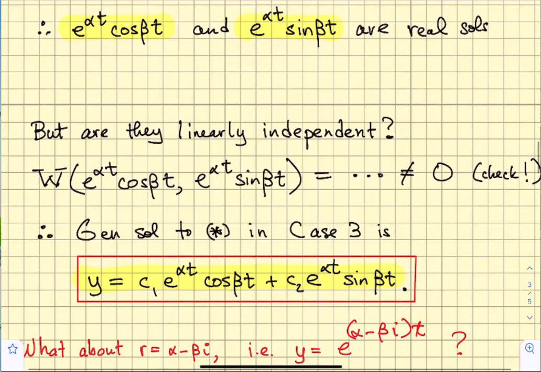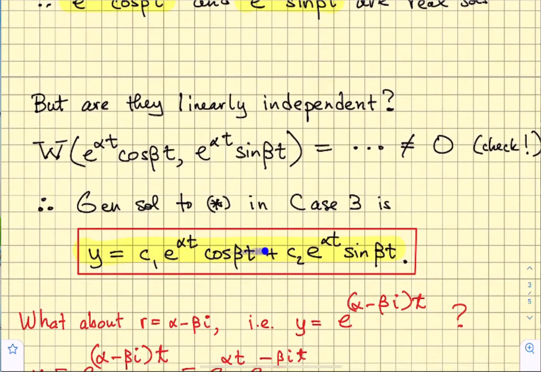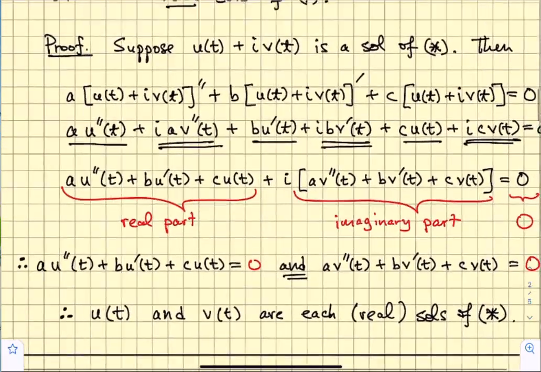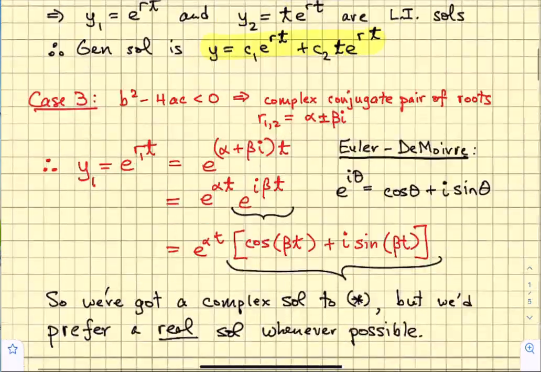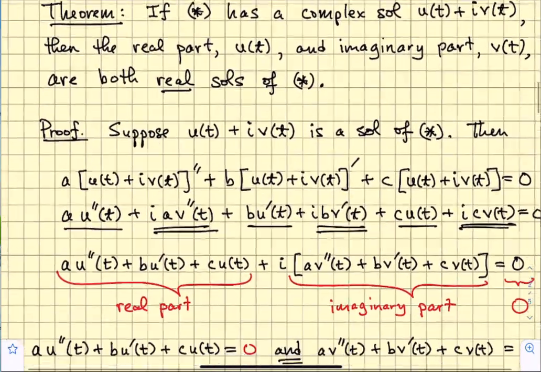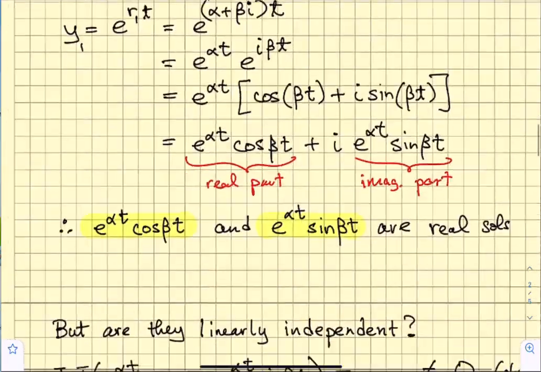So that says that in case 3, our general solution is C1 e to the alpha t cosine beta t plus C2 e to the alpha t sine beta t. So we found the general solution. Now if you pause and reflect on that a little bit, you might say, well, hold on a second. You never really used that second root of your characteristic equation. You used alpha plus beta i, but you never used alpha minus beta i. How come? It seems like we didn't even use that second root. And you're right, we didn't use that second root. Let's see why it doesn't matter.